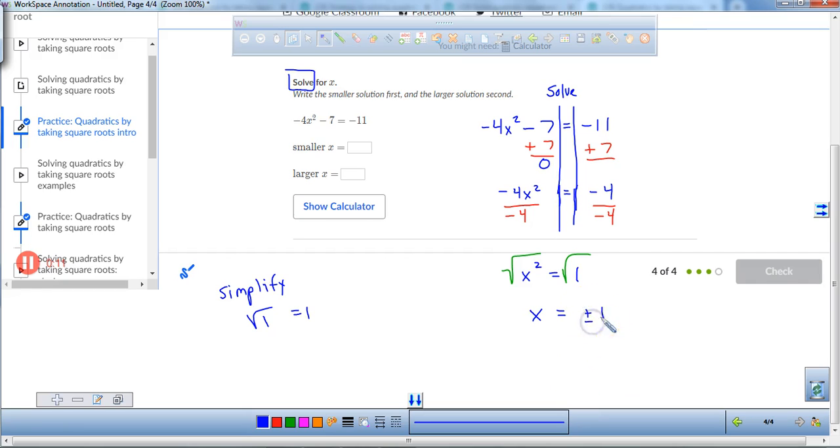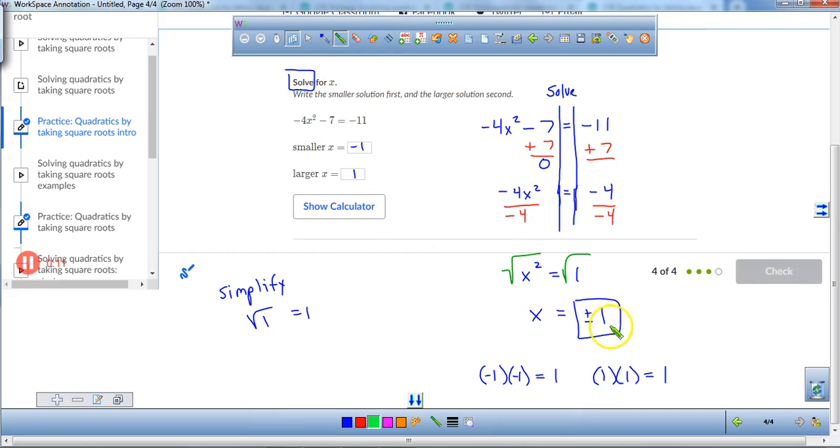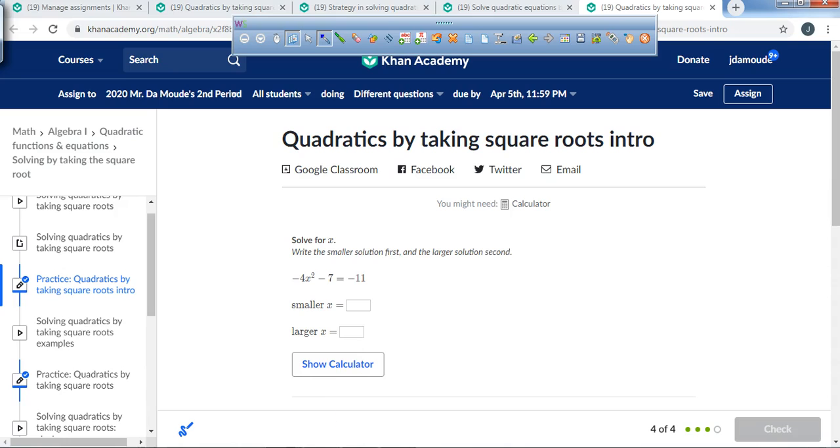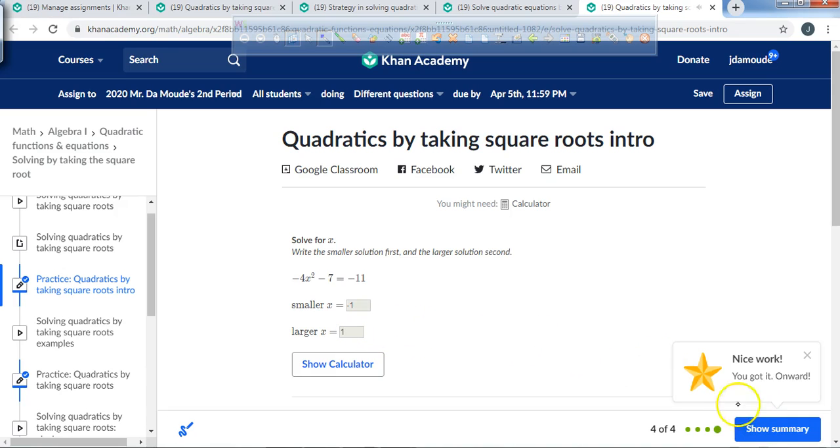The reason it has to be a plus or a minus is that technically negative 1 times negative 1 equals positive 1, and positive 1 times positive 1 equals positive 1. So my smaller 0 will be negative 1, and my larger 0 will be positive 1. So understand where I get this plus or minus. One of them is going to be a plus right here, and the other one's going to be a minus. So for the smaller 0, negative 1. For the larger 0, positive 1, and I hit check.